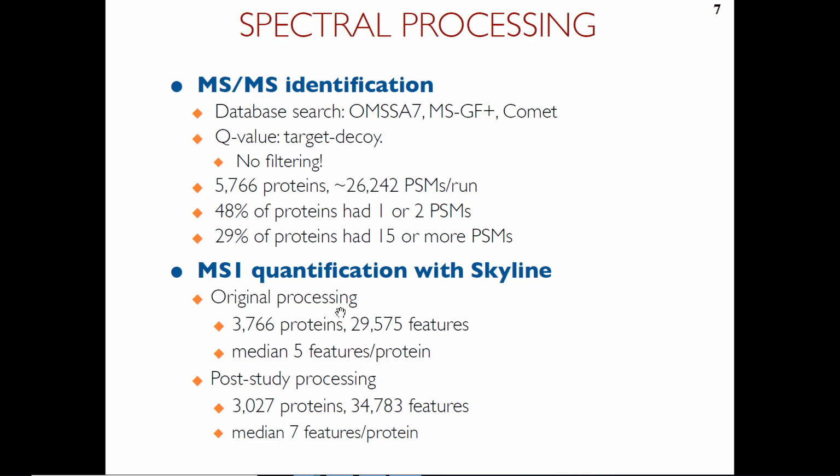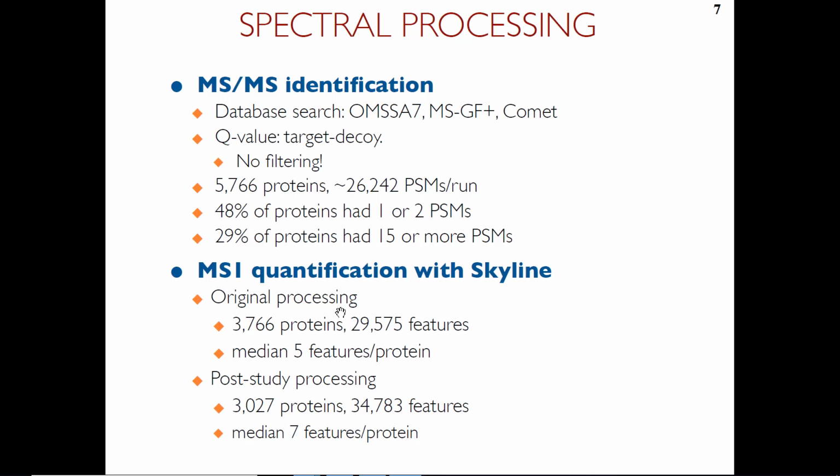Sorry, so if you say 5 or 7 features per protein, you mean peptides? OK, yeah, so we will talk about this in detail. It's peptide ions. So it's essentially a unique retention time and M/Z combination in the LCMS space. It's kind of like how OpenMS defines features, except that these are aligned features, so these are the features which were obtained across multiple runs.